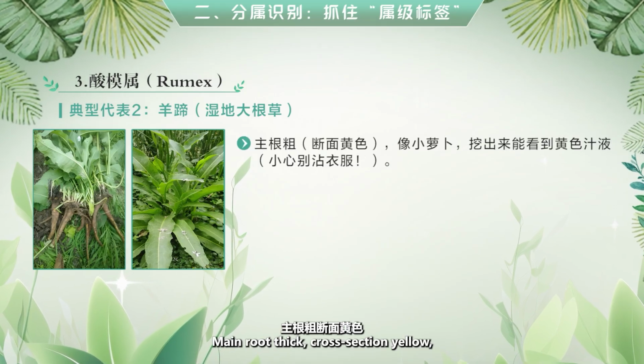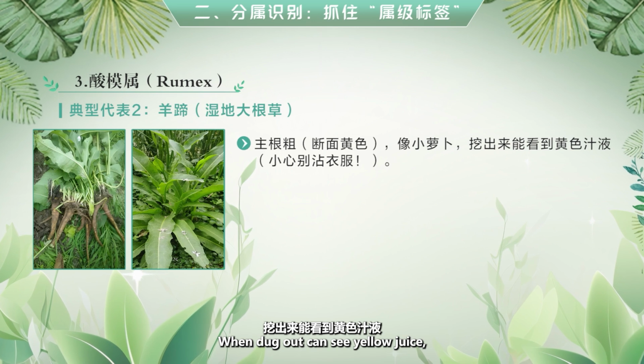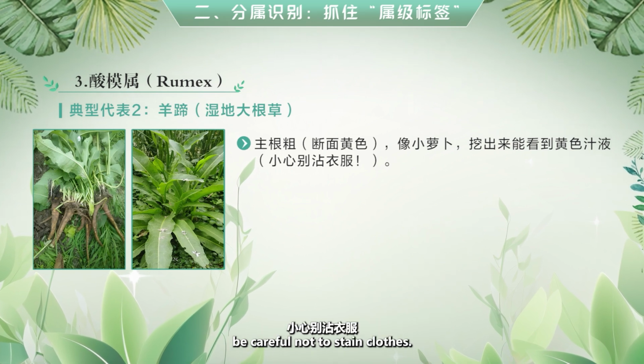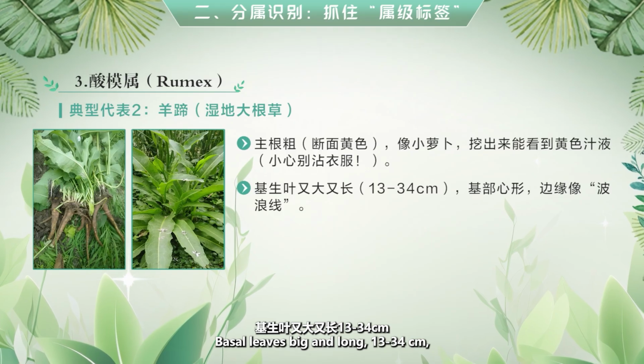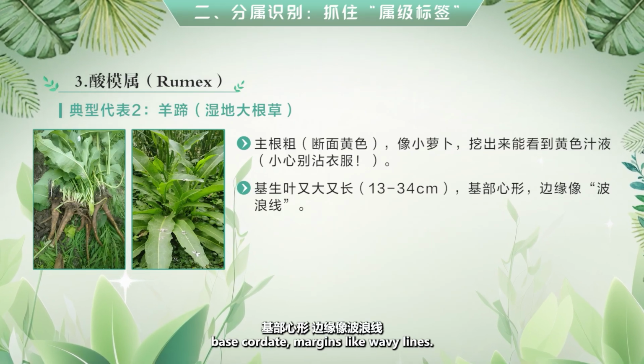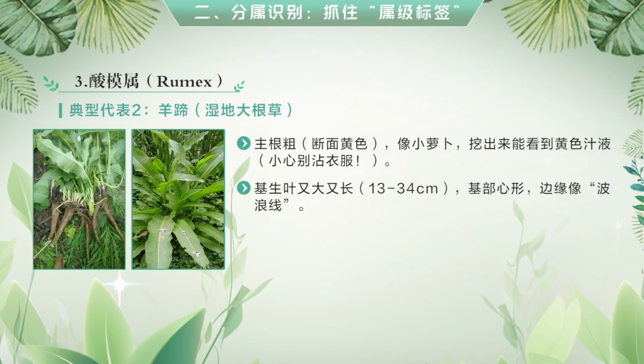Main root thick, cross-section yellow, like small radish. When dug out, can see yellow juice. Be careful not to stain clothes. Basal leaves big and long, 13 to 34 centimeters. Base cordate, margins like wavy lines.